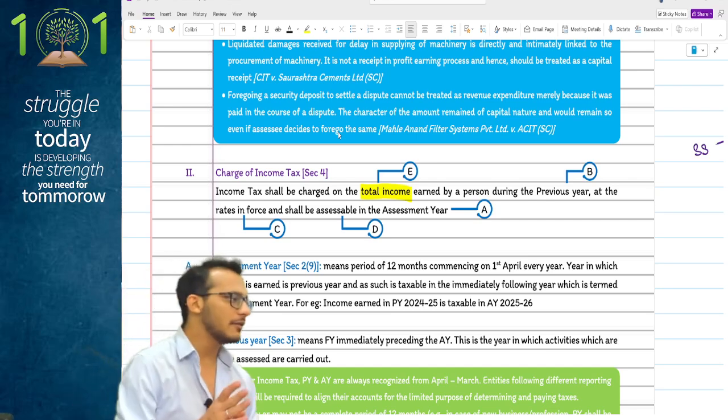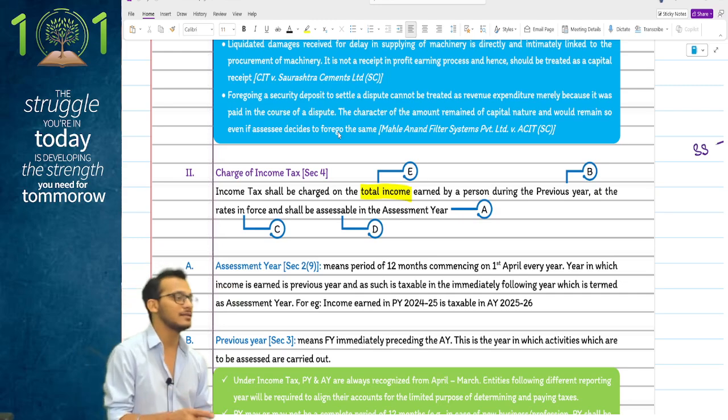Now, coming to the income definition, Rahul, I'm coming in clarifying. It is income minus allowable expenses.